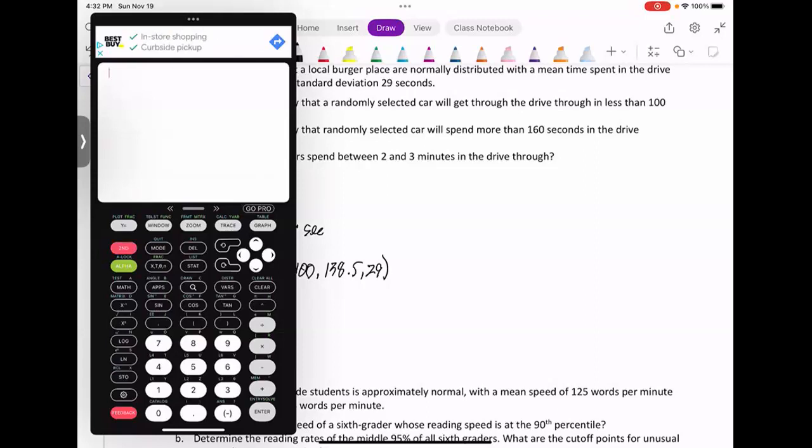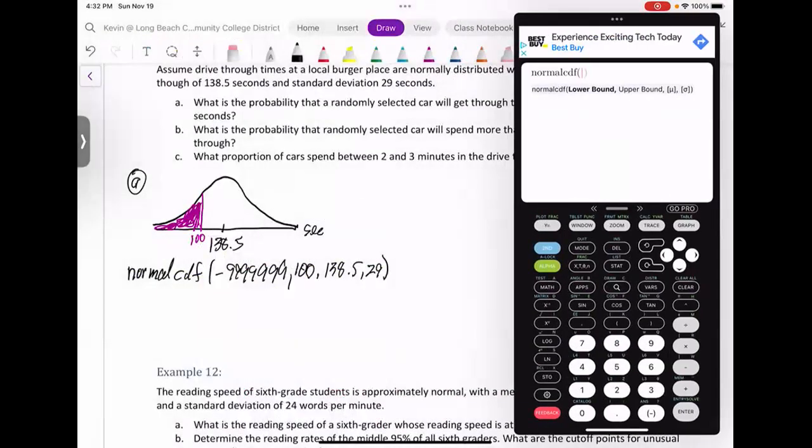So second distributions, normal CDF, negative, bunch of nines, up to 100. And now I have to put in the 138.5 and the 29. It's a little over 9% chance that you'll get your meal in under 100 seconds.